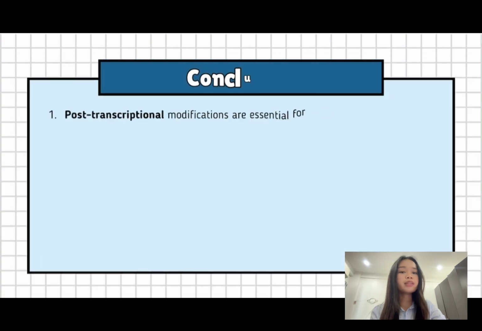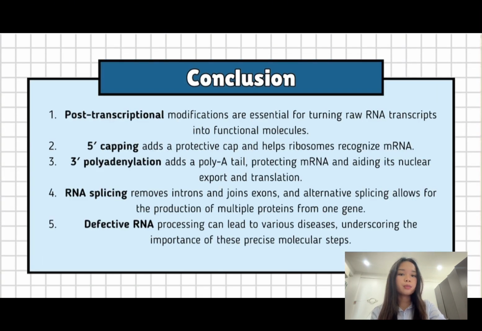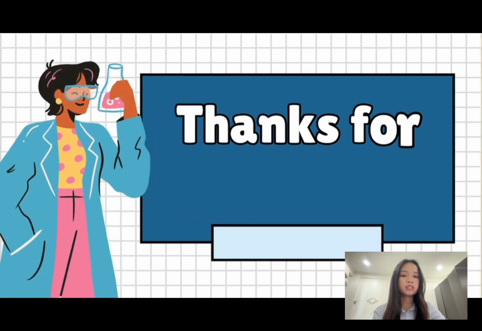So to recap, remember these key takeaways. Post-transcriptional modifications are essential for turning raw RNA transcripts into functional molecules. Next, 5' capping adds a protective cap and helps ribosomes recognize mRNA. 3' polyadenylation adds a poly A tail, protecting mRNA and aiding its nuclear transport and translation. RNA splicing removes introns and joins exons, and alternative splicing allows for the production of multiple proteins from one gene. Defective RNA processing can lead to various diseases, underscoring the importance of these precise molecular steps.